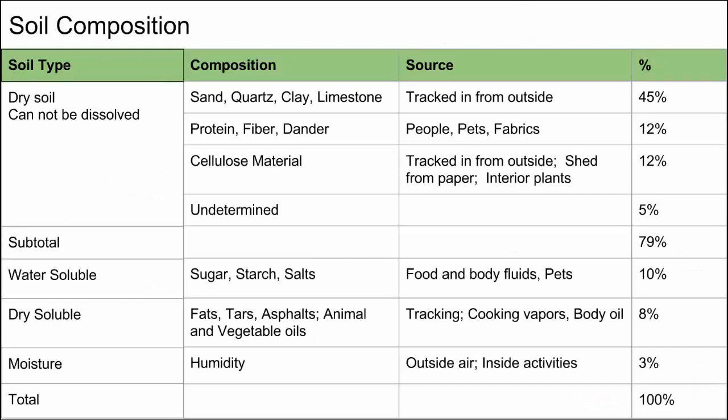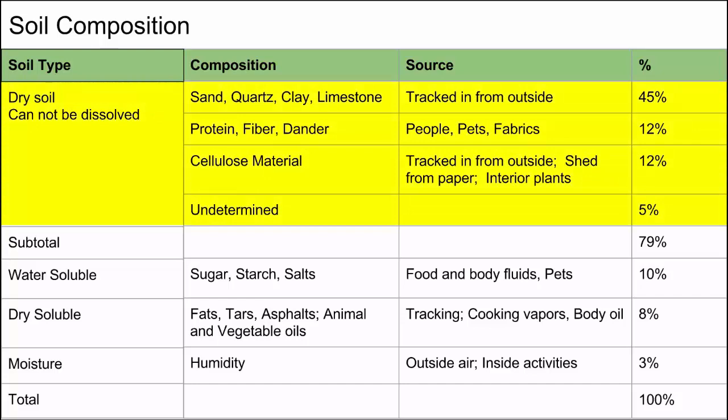So if we look here, this is a chart that shows soil composition. Now it's different in various places throughout the world, throughout the US. You're going to have different soils. Some place might have more sand, another place might have more clay. So it just depends on where you live, but this is a soil composition chart that shows you roughly what could be in those soils.